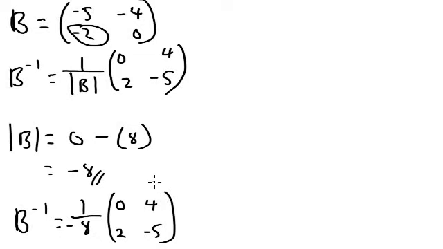In some cases, depending on your lecturer or teacher, answers might be left this way, but sometimes you might be required to distribute. In most cases, you will need to distribute, so I will recommend distributing. So let's distribute -1/8 to each of the elements present in this matrix. So therefore, the final answer of B inverse will be 0 times -1/8, that's 0. Then this reduces to 1 over 4, -1 over 2.